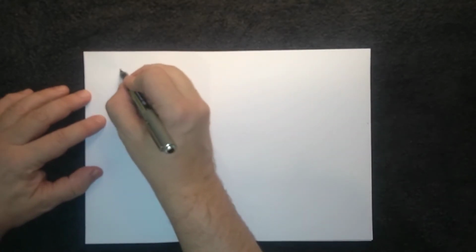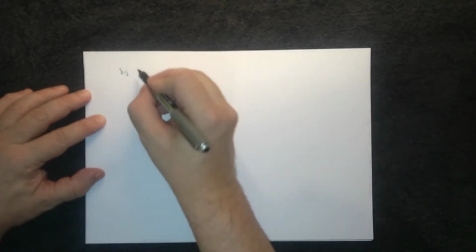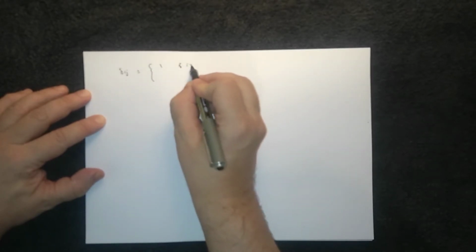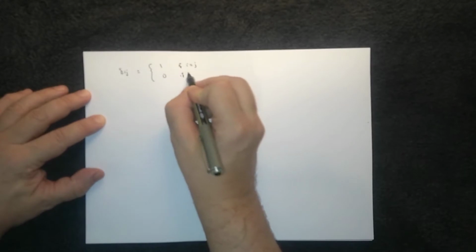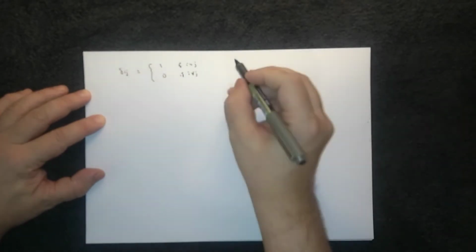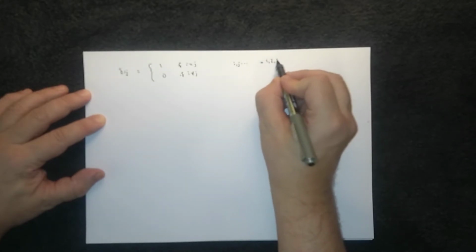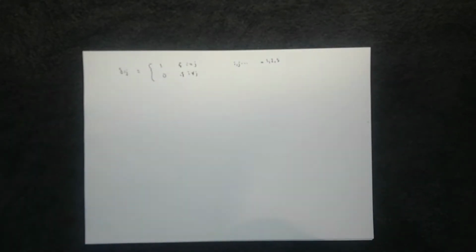Before we discuss rotating frames of reference, we will introduce some notions from the theory of Cartesian tensors. First off, we define delta ij. This quantity is called the Kronecker delta, and it's equal to 1 if i equals j, and 0 if i does not equal j. i and j here are indices running from 1 to 3. So they're the x, y and z components.